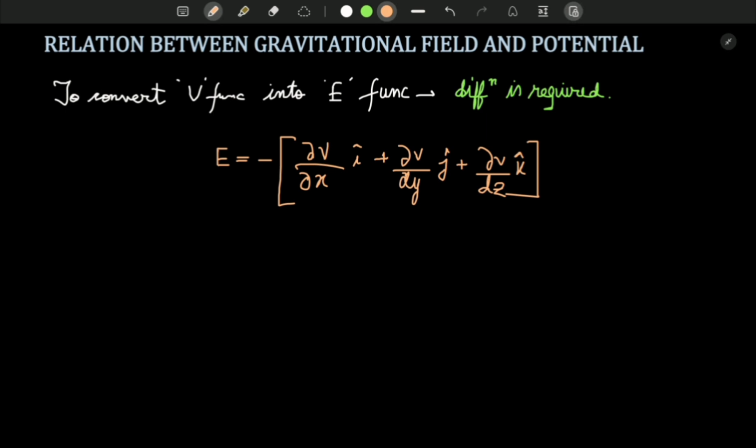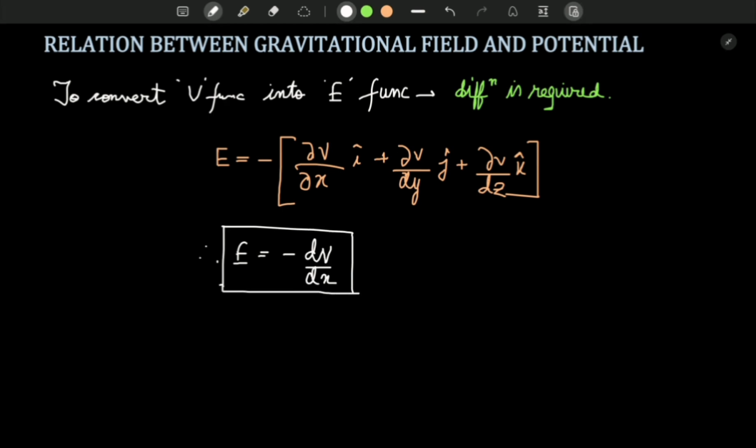Now what is del V by del X? This is called the partial differentiation of V with respect to X. Similarly, the others are the partial differentiation with respect to Y and respect to Z respectively. So if there is only one variable, E equals to minus dV by dx.